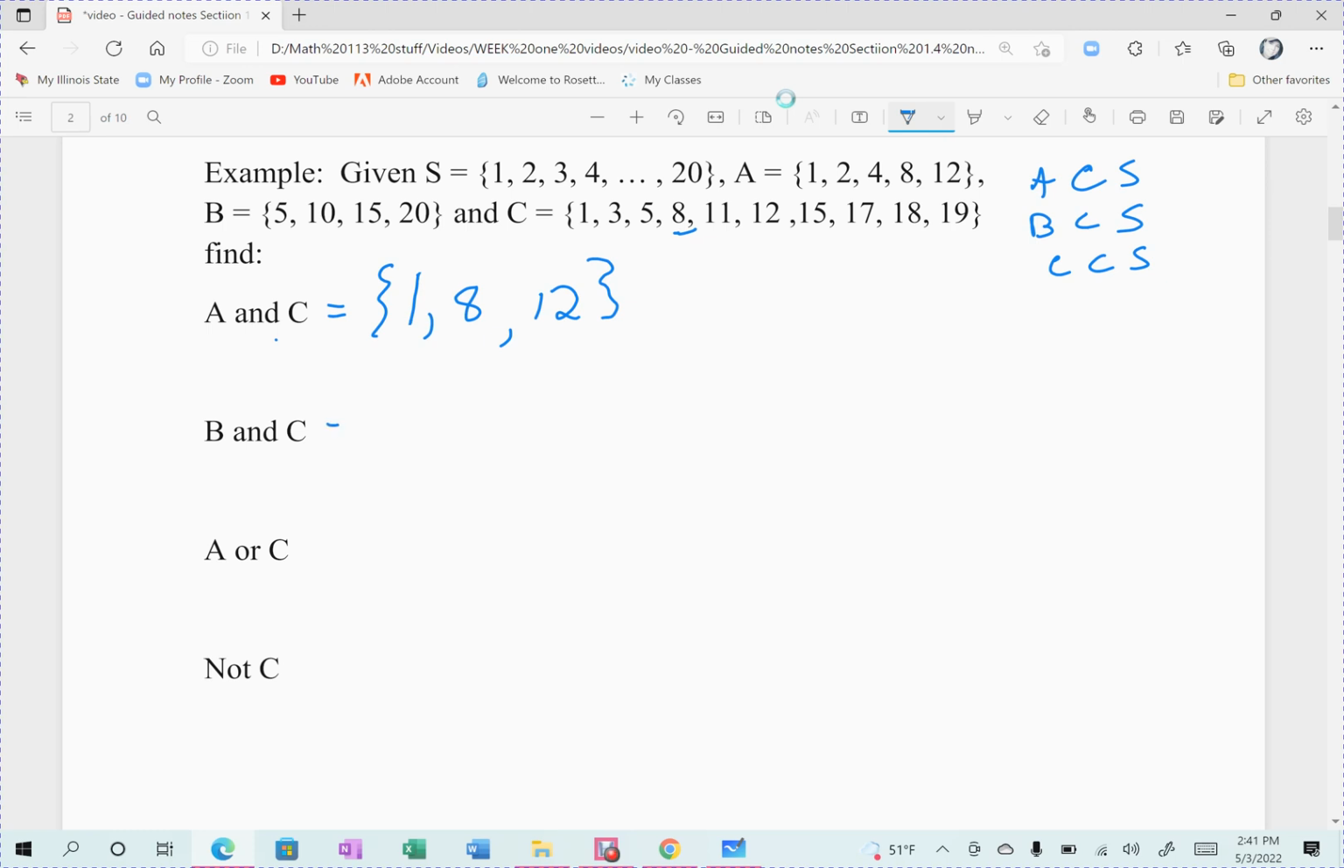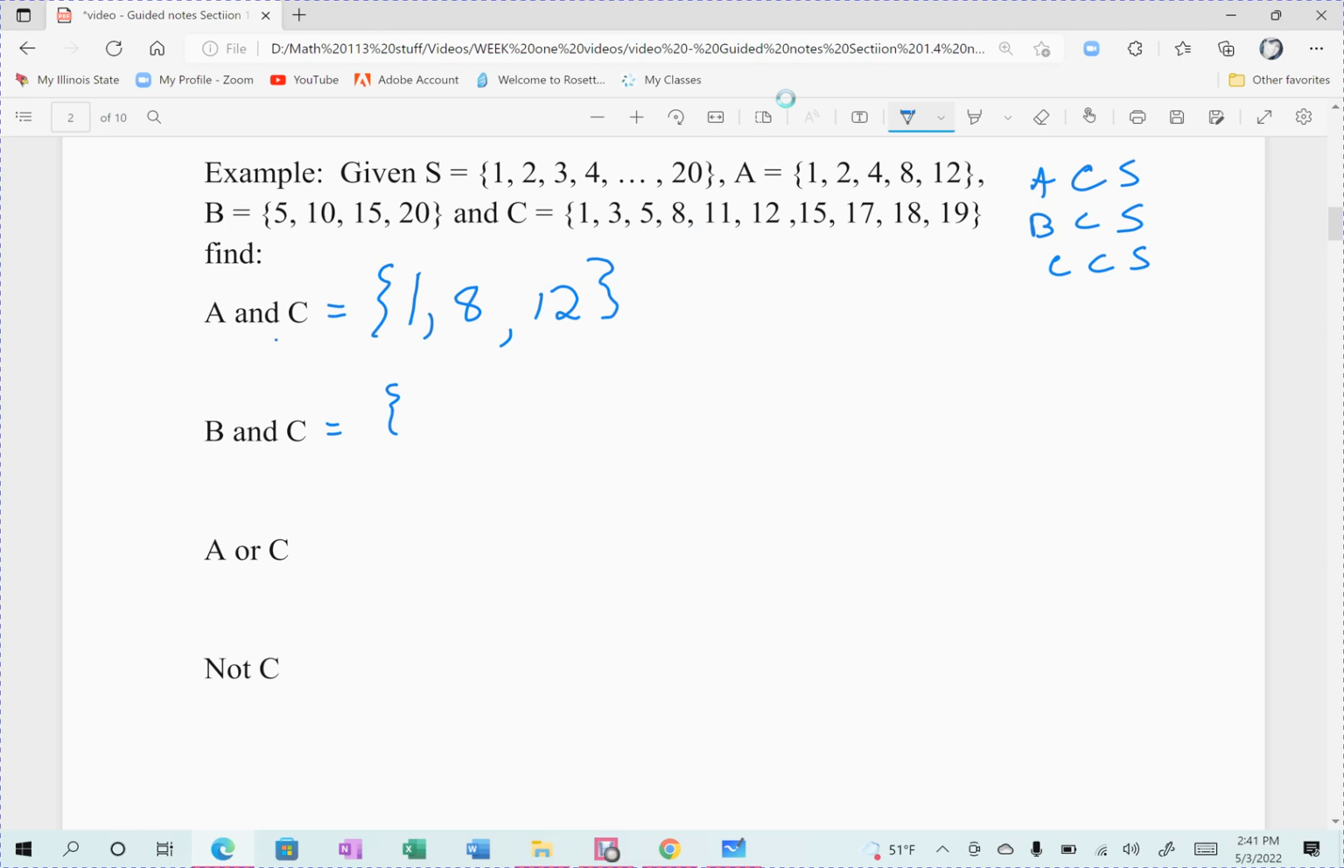All right, the next one, B and C. So I want to pick everything that's in B and at the same time in C. All right, so again, I'm going to start with B because it's easier to start with the set that's smaller and kind of look and see if that number is included in C, I put it in the AND group.